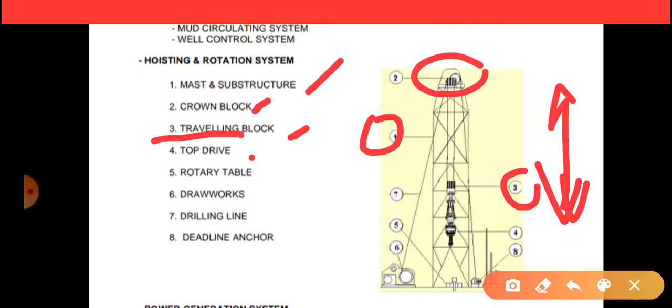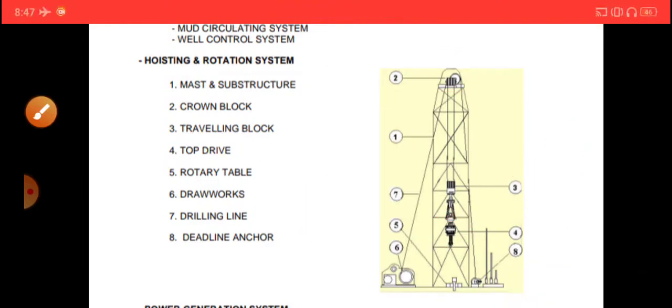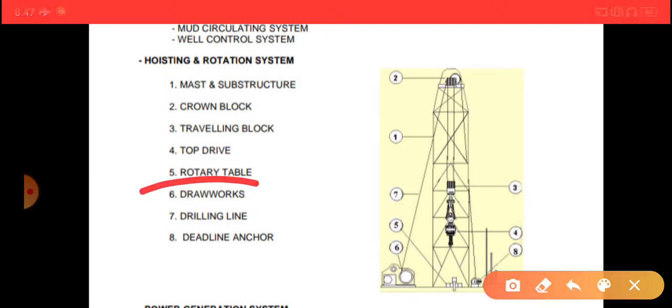And the next one is the top drive. If we are talking about TDS, top drive system, it is TDS, otherwise the Kelly system. So what is the top drive? We already did one video on this. So where is the top drive? You see here, this is the top drive. And the next one is the rotary table. Fifth one, here is the rotary table.